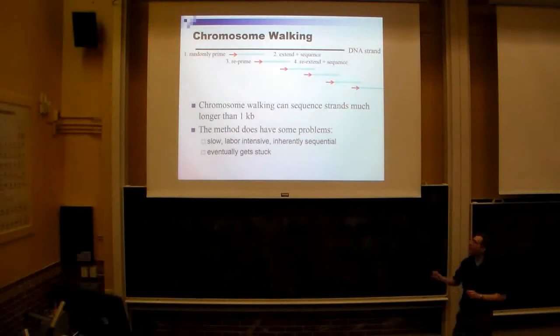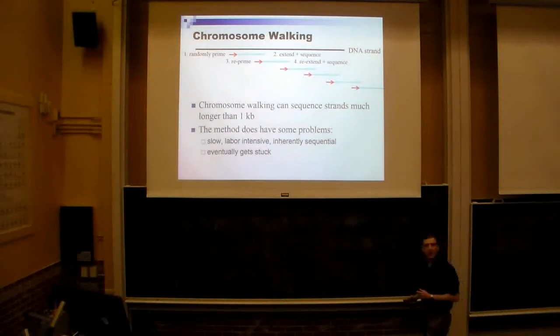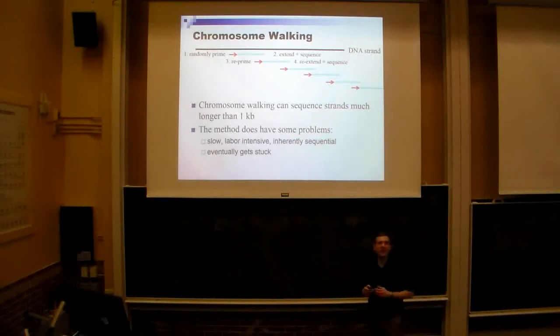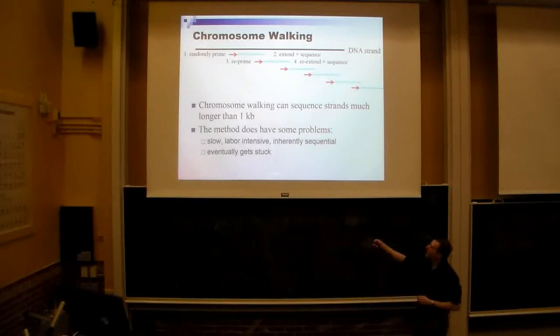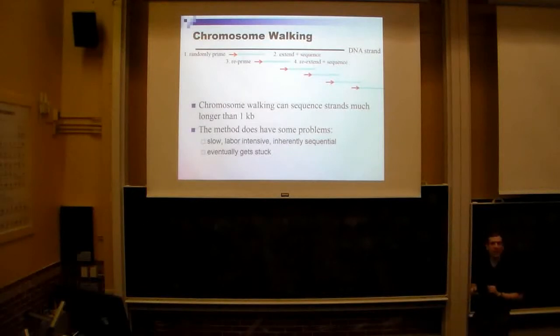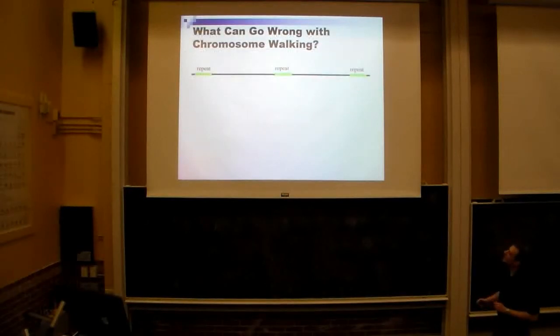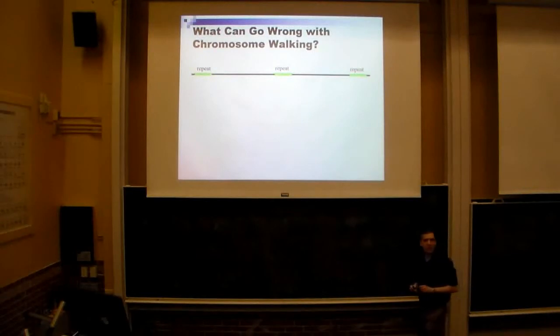There's also a basic problem with this, which is that you're not really going to get entire chromosomes from this, at least not entire eukaryotic chromosomes. The process will eventually get stuck. And the reason it gets stuck is very important if you want to understand some of the limitations of genome sequencing technologies, and that is the problem of repetitive regions in a genome.